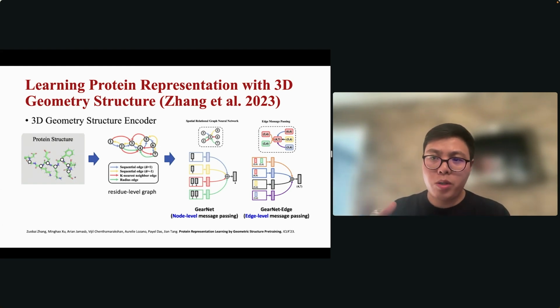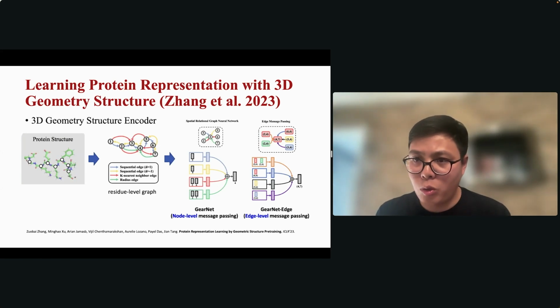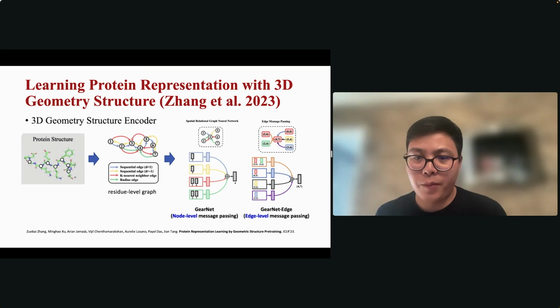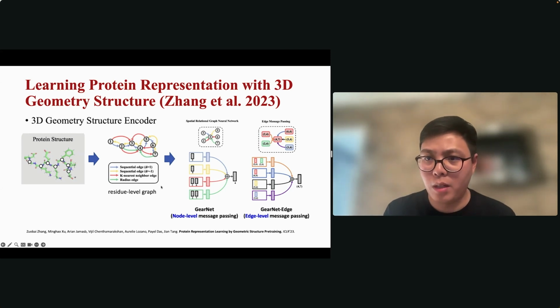So by making use of the angle information, we are better able to make use of the 3D geometric structure of the proteins, right? And then once we do the edge message passing, every edge can have a representation, and then we can aggregate all the edge representations to get the representation of the whole protein. Okay, so that's another type of algorithm, which we call GeoNet edge.